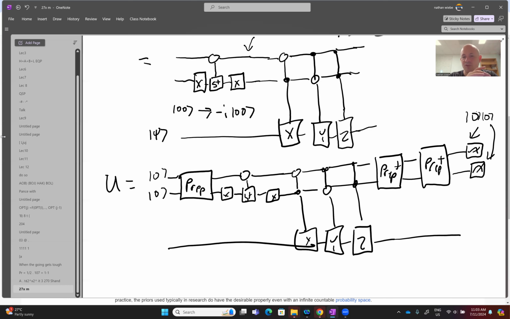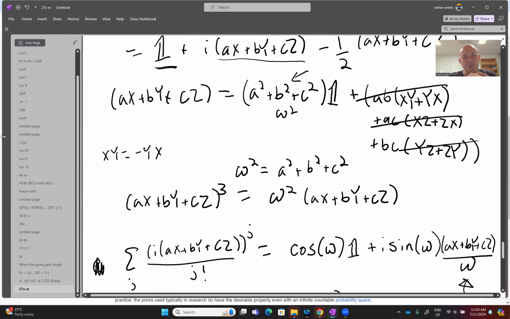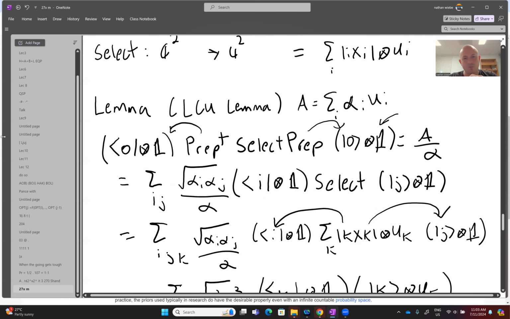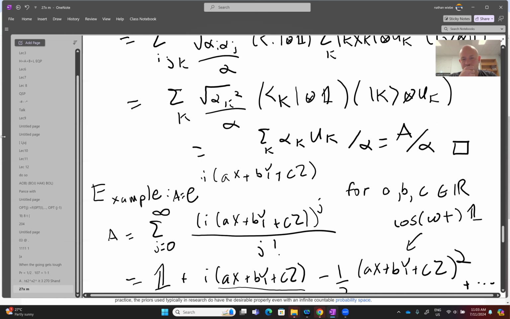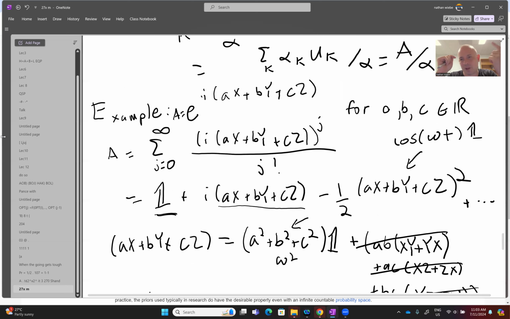But the main point of this example was to give you some hints about how we could think about doing Hamiltonian simulation. The example that we were doing over here is one of the simplest Hamiltonians that you could think of. It's a Pauli X, a Pauli Y, and a Pauli Z term on just a single qubit. And we came up with a method that allows us to generically simulate that.